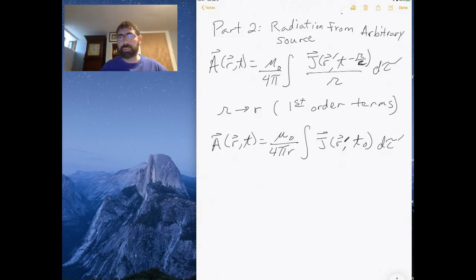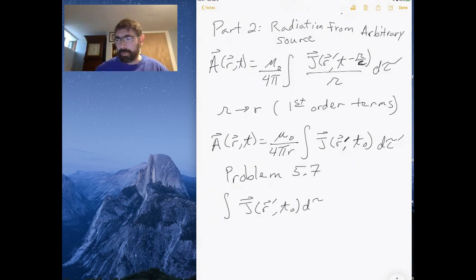Now, what you can do is look back into chapter 5 and review problem 5.7 in that chapter. What you would find is that by integrating over this current density at a particular moment in time, what you would get is the derivative of the dipole moment with respect to time evaluated at some particular time t0.